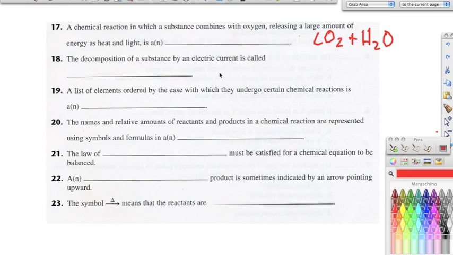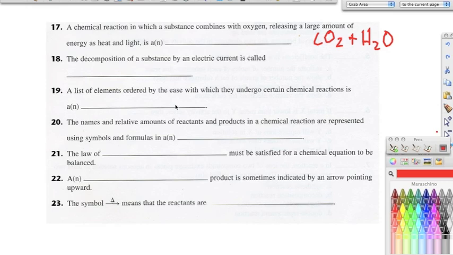All right. Number 19, a list of elements ordered by the ease with which they undergo certain chemical reactions. This would be the activity series. Remember that it goes from the most active on the top to the least active on the bottom. And remember that metals replace metals and non-metals replace non-metals.